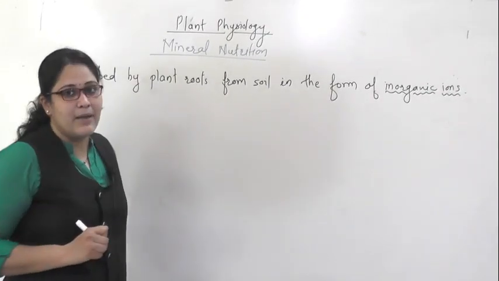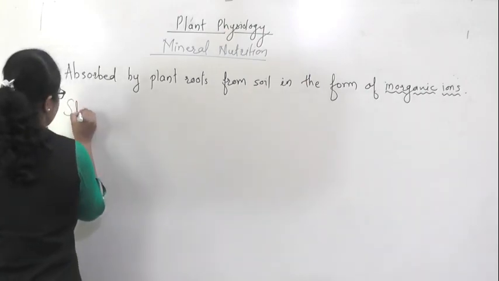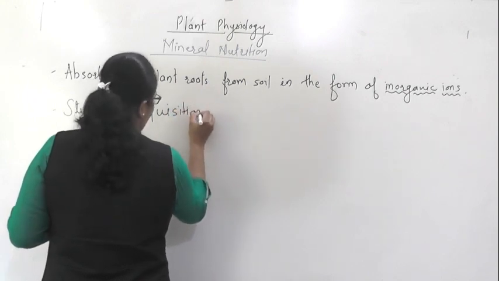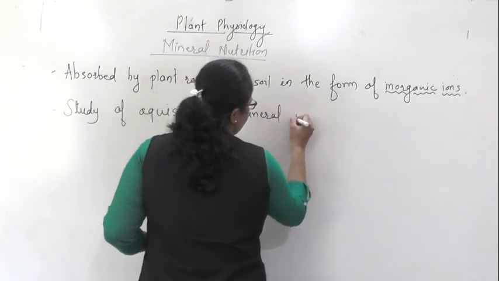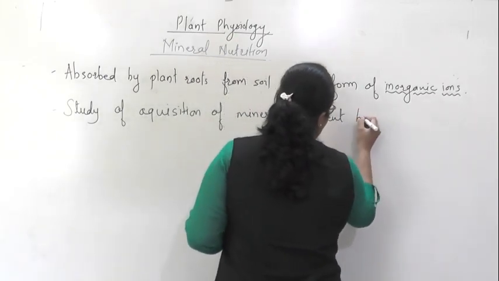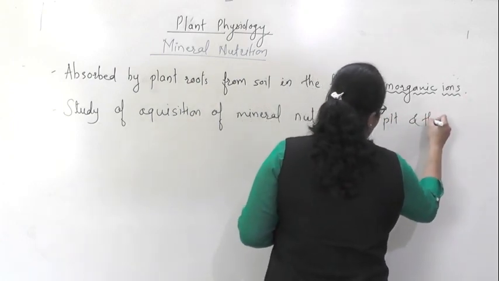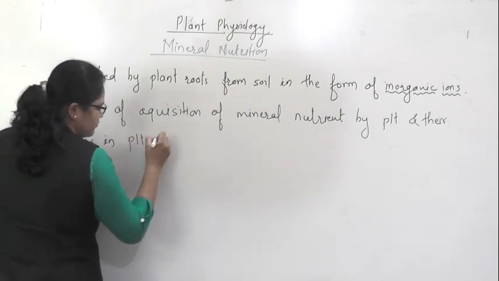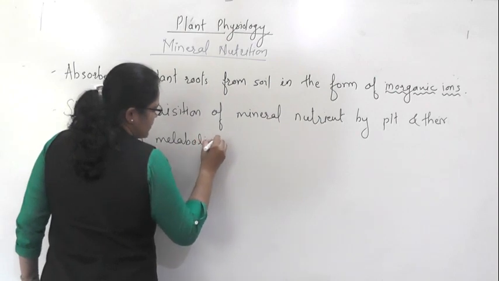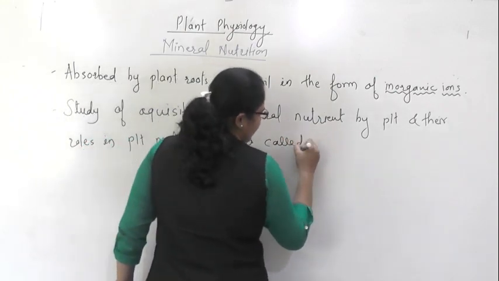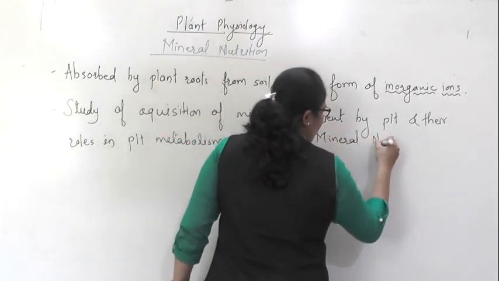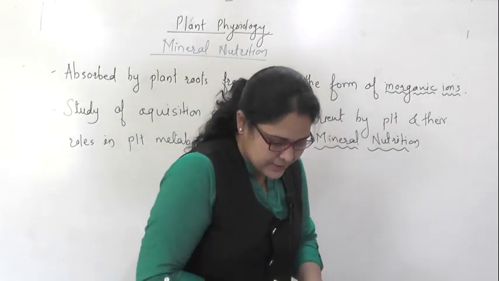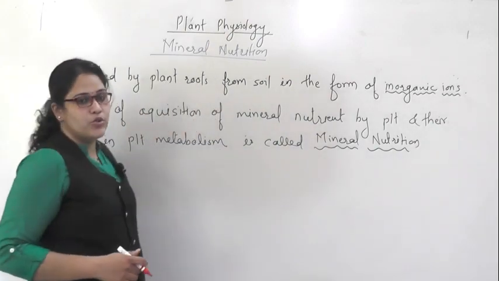Now let's try to define what is meant by mineral nutrition. Mineral nutrition is the study of acquisition of mineral nutrients by plants and their role in plant metabolism. As I told you, in a simple way, we can also say that plants are absorbing these nutrients, they are distributing them, and they are used in the metabolic processes.